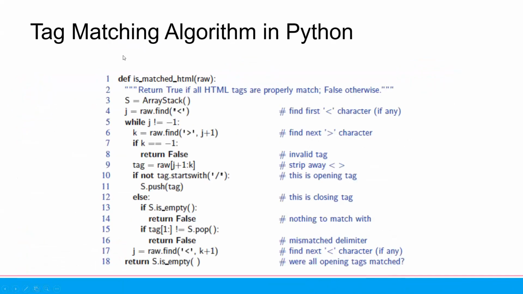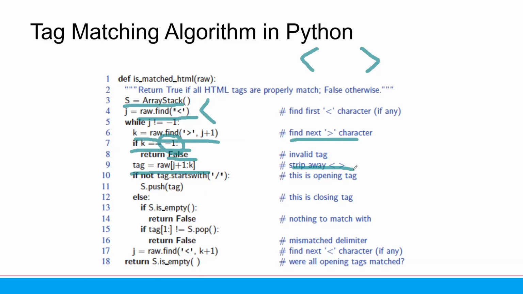So we need to check this with HTML matching. Yeah, this is the algorithm. In HTML, we use the angle bracket. That's why when we create this, we will use the angle bracket. This is the opening. If it has the opening, we will check with the closing. So we can find the next character. And if it is already at the end, then return false. And then the tag we want to strip away. So we want to check only the angle brackets. We do not want to check other things.